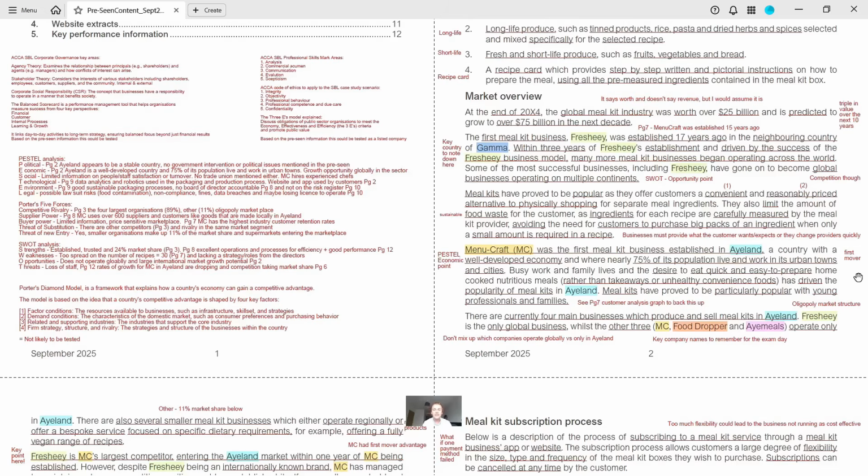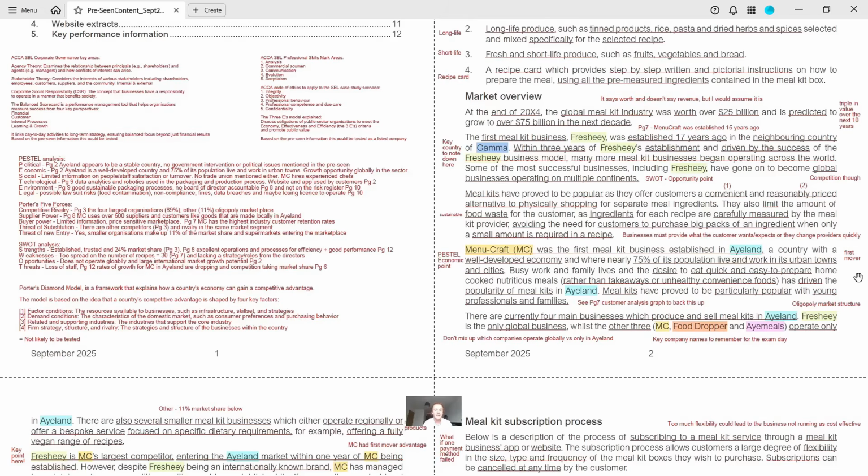Then we have the busy work and family lives, and the desire to eat quick, easy to prepare meals rather than unhealthy takeaways. And what we're told here is meal kits have proven to be particularly popular with young professionals and families as well. We're given later down on page 7 the customer analysis graph, so check that out as well. That is definitely going to help you out, and we'll come on to it later on.